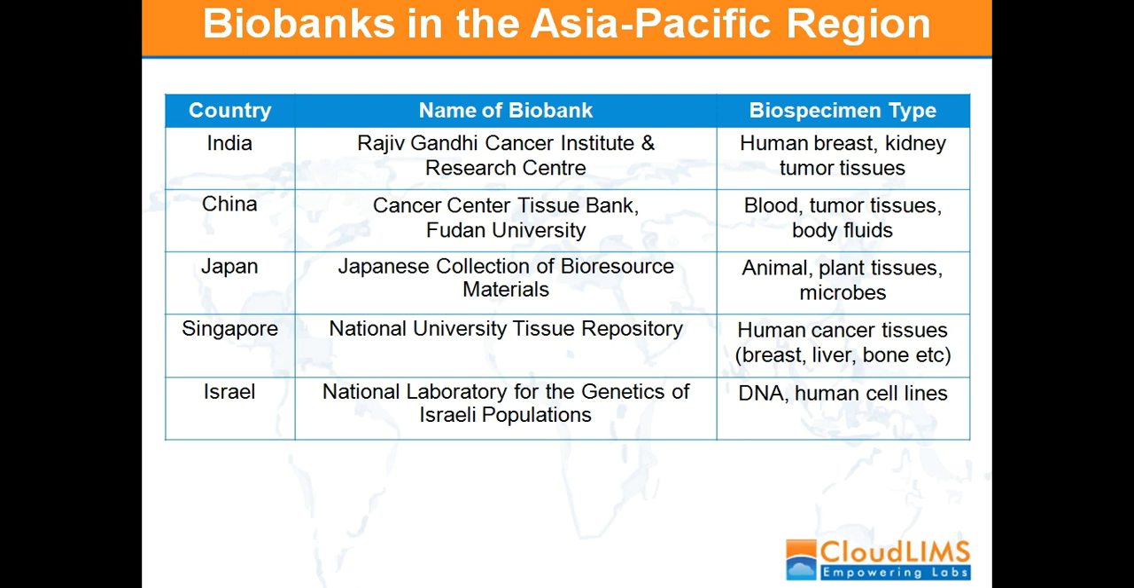Biobanks in some other countries: in China, the Cancer Center Tissue Bank, Fudan University, which is popular for blood, tumor tissue, and body fluids. The Japanese Collection of Research Bioresources, popular for the storage of animal and plant tissue and microbes. In Singapore, the National University Tissue Repository, popular for human cancer tissue, breast, liver, bone, and it also stores some other types of biosamples. Israel National Laboratory for the Genetics of Israeli Population stores DNA and human cell lines. Another popular biobank in Singapore is the SingHealth Tissue Biorepository.